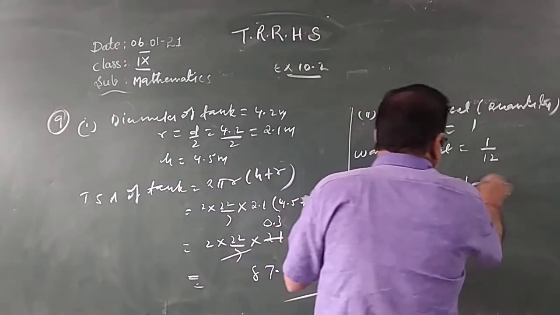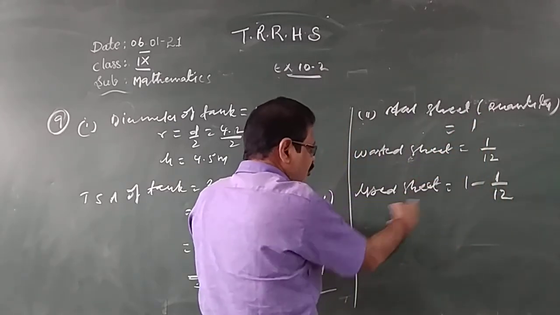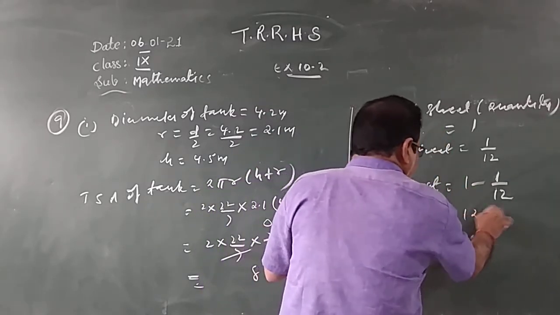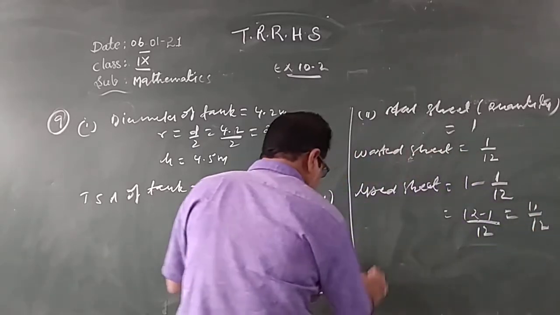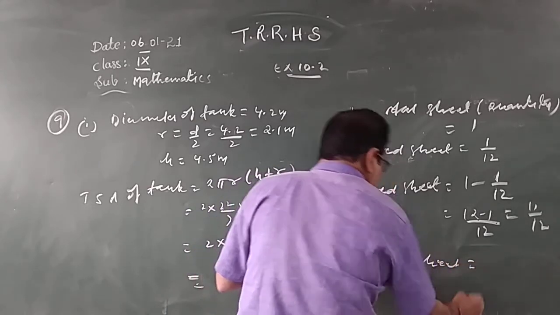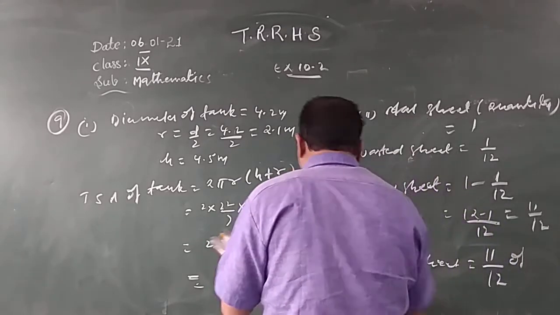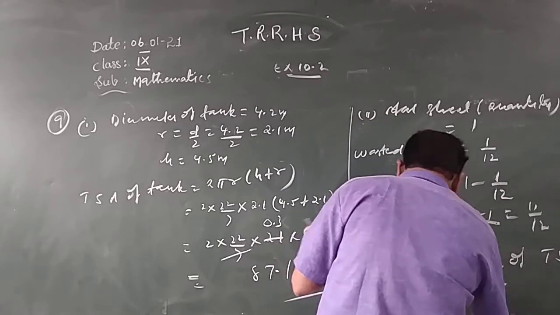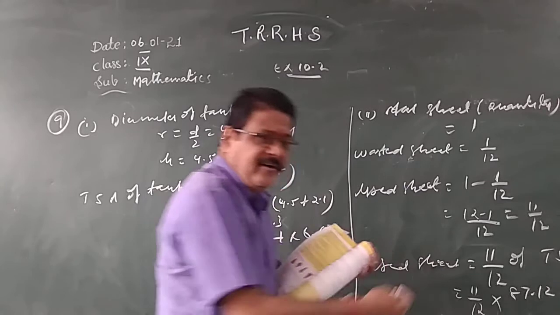Used sheet is equal to 1 minus 1/12. The whole part is 1, and 1/12 was wasted. Used sheet is equal to total sheet minus wasted sheet. So 1 minus 1/12 is 12/12 minus 1/12, which is 11/12. So used sheet is 11/12 of the total sheet. The total sheet area was 87.1. You simplify it, you will get the answer.